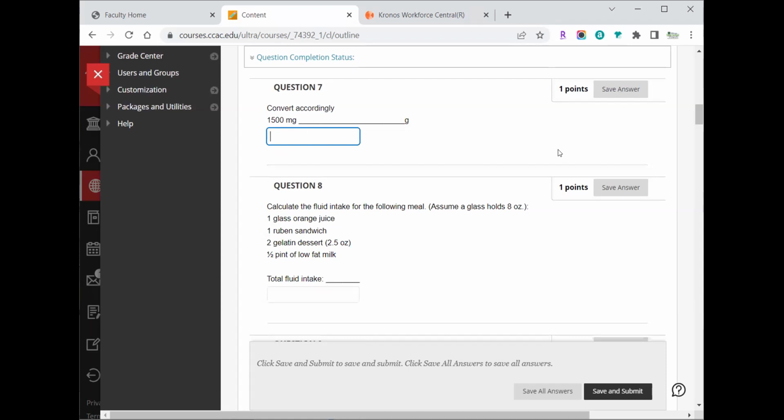All right. I'm going to convert milligrams to grams. I'm going to do the same thing. I know that there's 1,000 milligrams in 1 gram. So I'm going to divide by 1,000 and I'm going to get 1.5 grams.